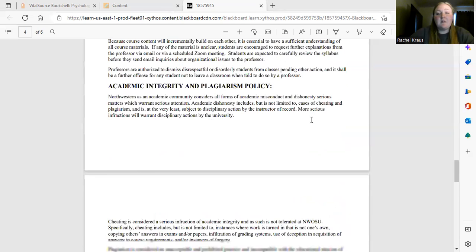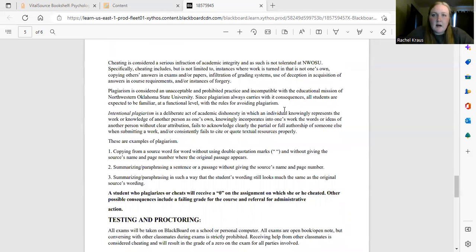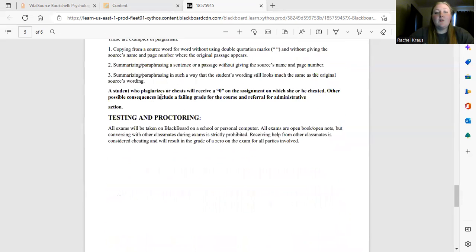This goes over the types of plagiarism, and I'm also going to send out sometime throughout the semester 2 links for you to read that go over what plagiarism is, the different types of plagiarism, and how to avoid them. And I'll have you read those as well. A student who plagiarizes or cheats will receive a 0 on the assignment on which he or she cheated. Other possible consequences include a failing grade for the course and referral for administrative action. So please do not plagiarize.